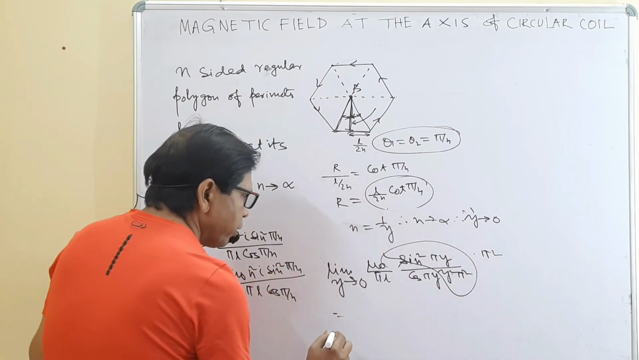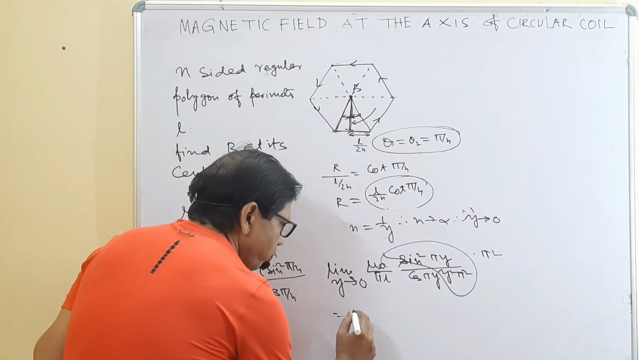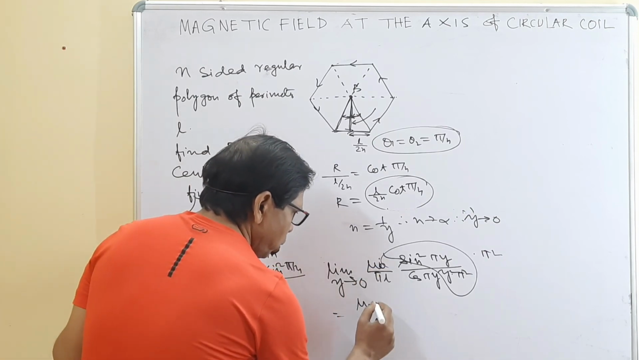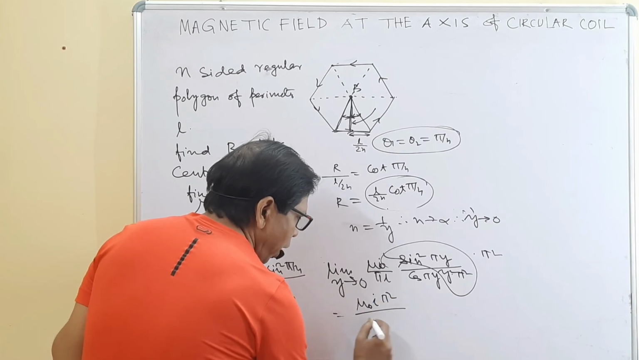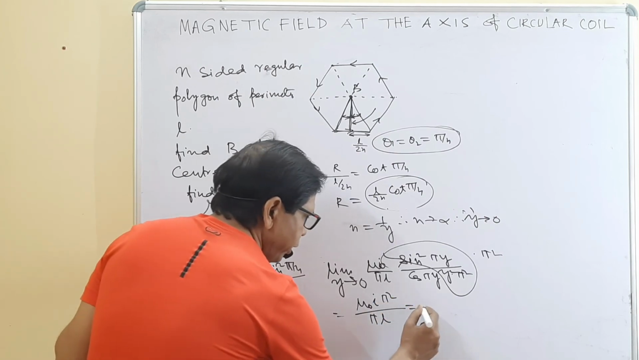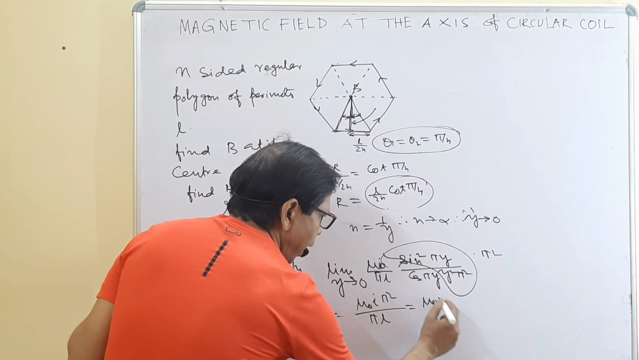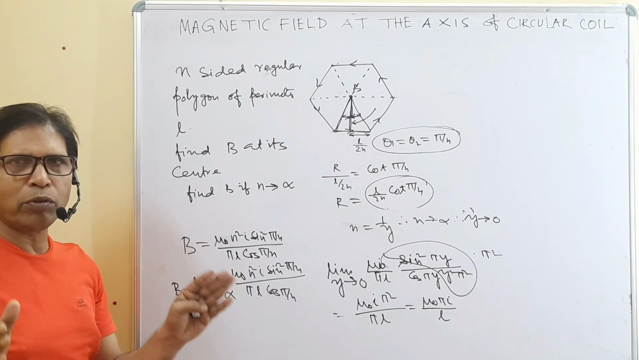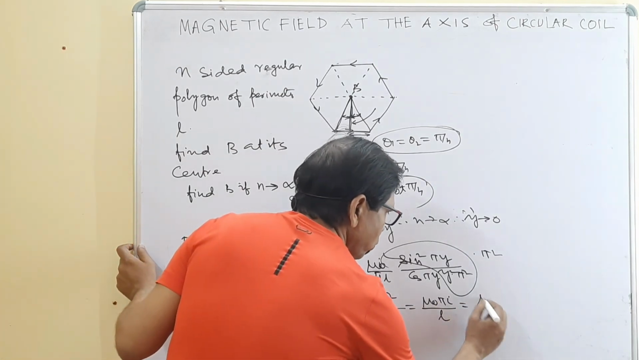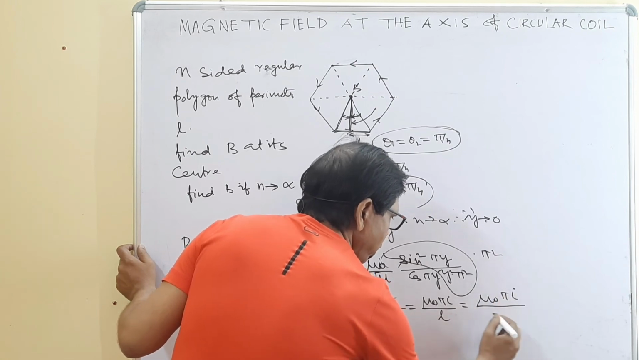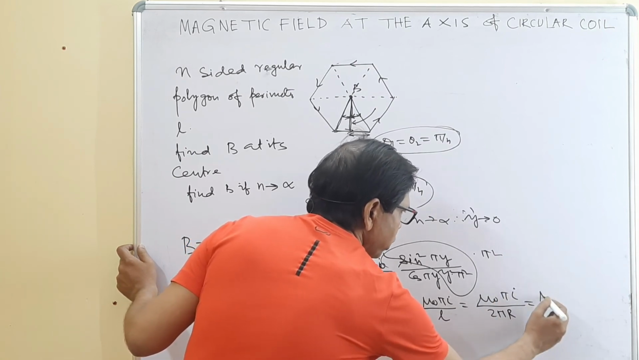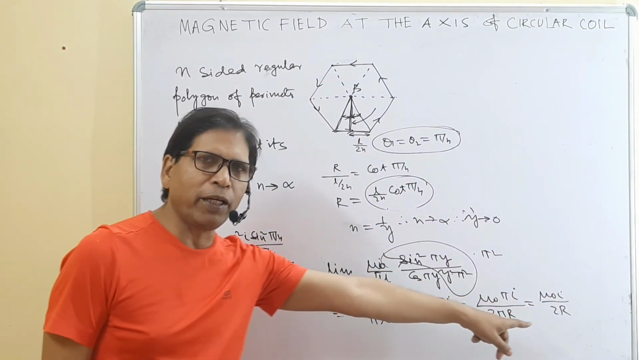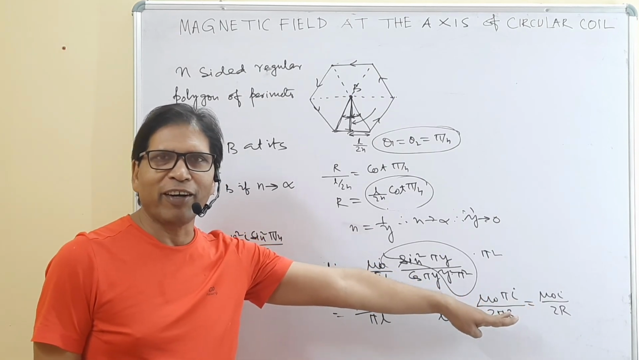Therefore the required expression is B equals mu naught I pi square by pi L. So the magnetic field is mu naught pi I by L. Now as L is the perimeter, L becomes 2 pi r. So this is mu naught pi I by 2 pi r. Therefore this is mu naught I by 2r. So this is the expression of the magnetic field at the center of a circular coil.